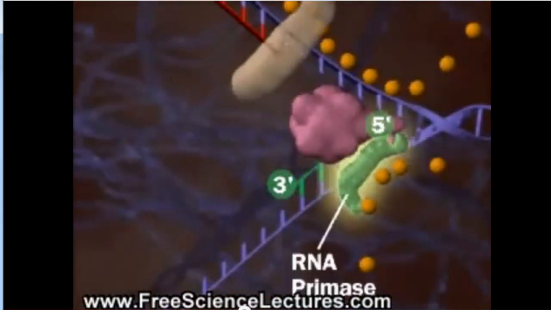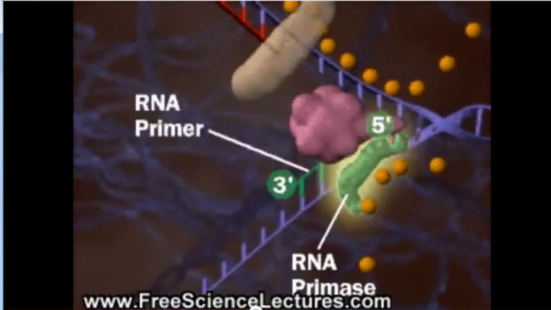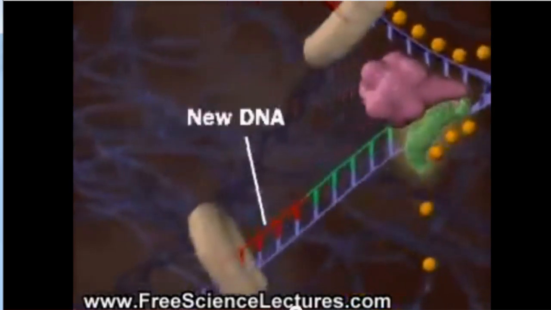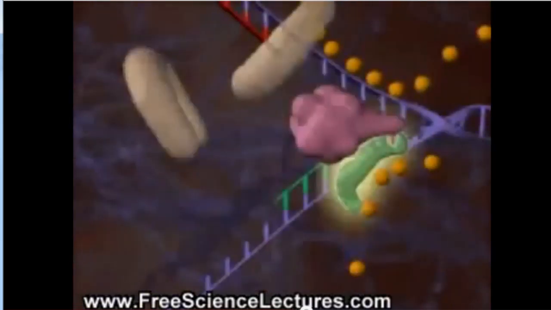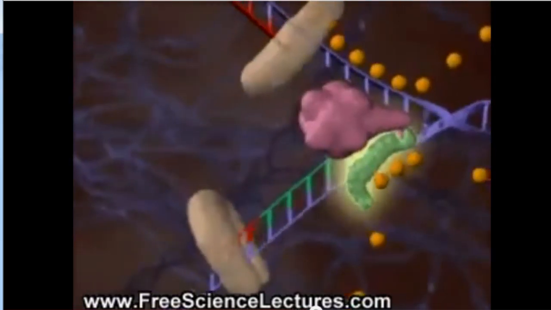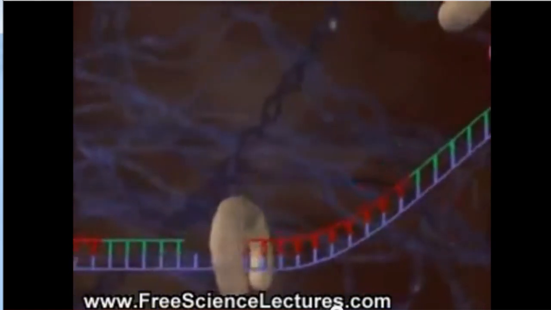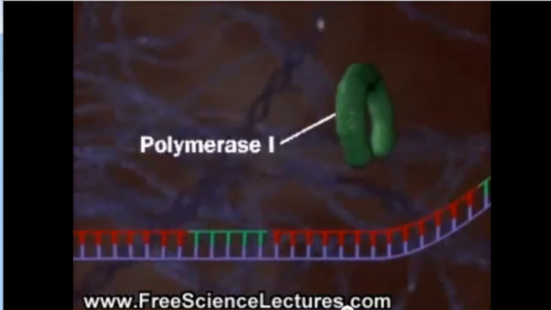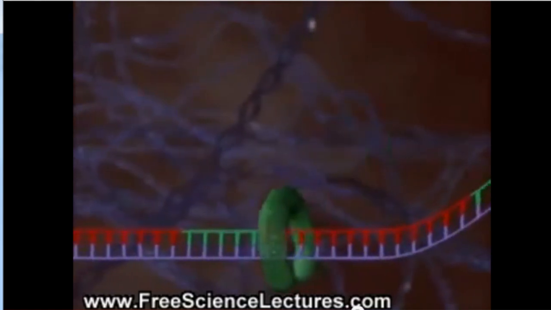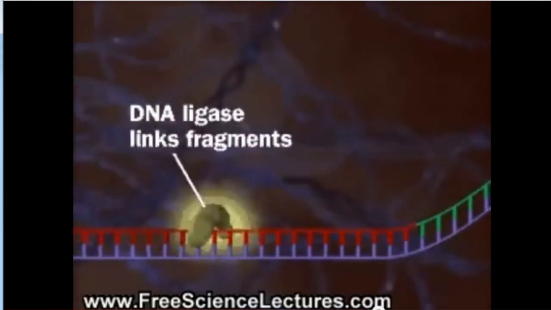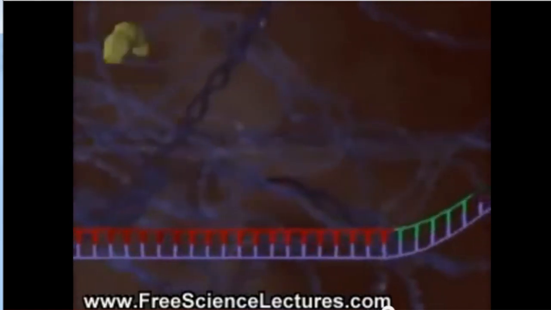First, an RNA primase lays down an RNA primer. Then, DNA polymerase III lays down new DNA. The process repeats again and again. DNA polymerase I replaces the RNA primers with DNA. Finally, DNA ligase links the Okazaki fragments.